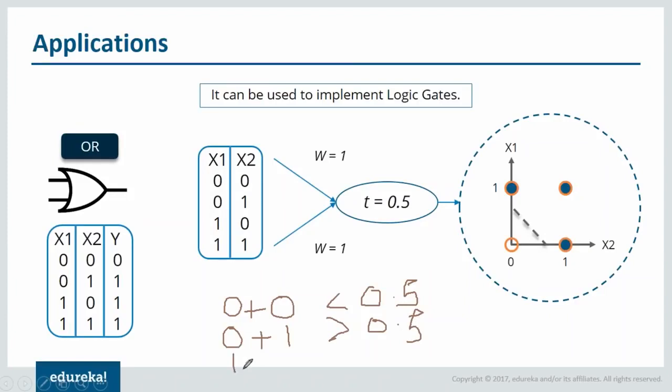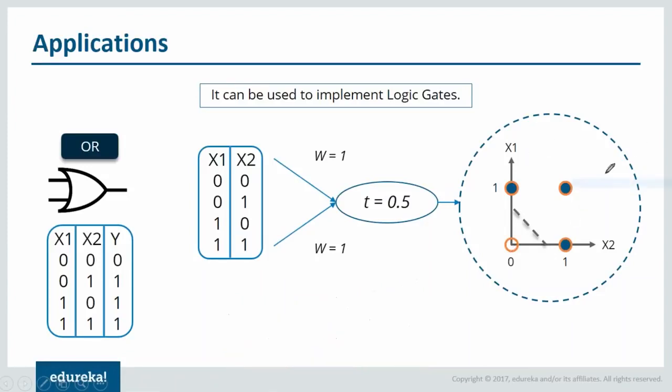Similarly, when my x1 is 1 and x2 is 0, in that case also, our output is greater than 0.5, our neuron will fire and we'll get this sort of graph. When I talk about 1, 1, then our output will be 2, which is greater than 0.5. So we get an output that is 1. And this is how we get the graph. So I hope you all are clear. All right, so this is how we get this graph.